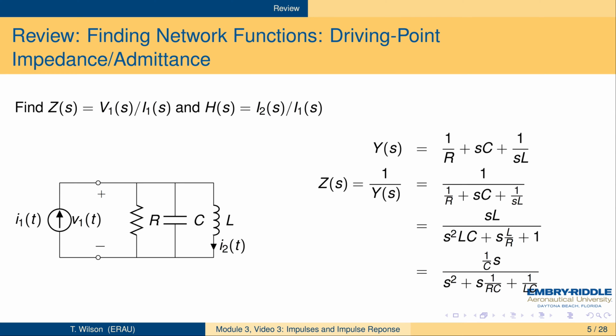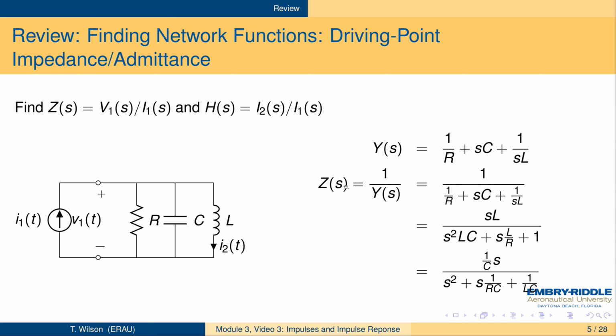So here's an example. Here's the classic parallel RLC circuit with a current source input. We'll first find the driving point impedance. These are parallel elements, so that makes it easy to find the admittance. So to find the impedance, we'll find the admittance first. The admittance of an element is just 1 over its impedance, and then admittances in parallel add. So 1 over R plus SC plus 1 over SL. SC is the admittance of the capacitor.